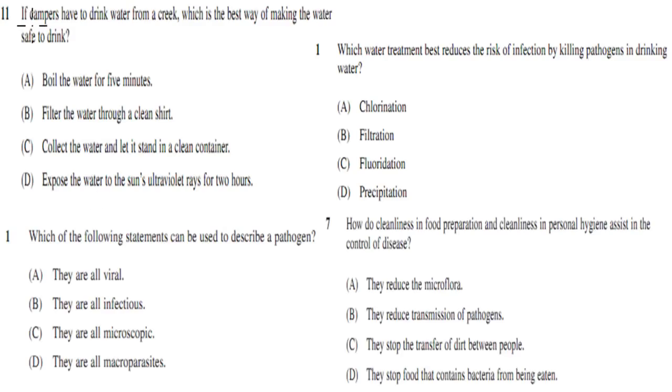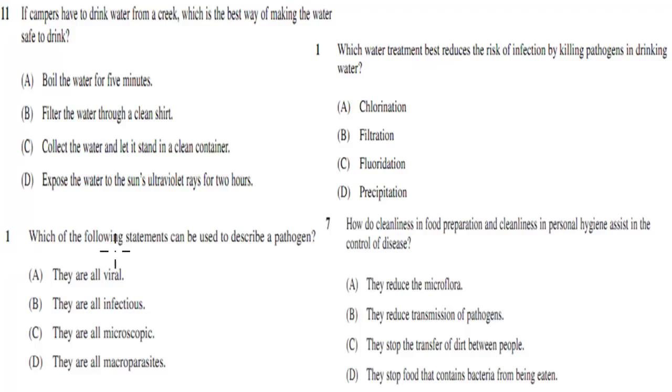So the first 4 questions are: if campers have to drink water from a creek, which is the best way of making the water safe to drink? A. Boil the water for 5 minutes. B. Filter the water through a clean shirt. C. Collect the water and let it stand in a clean container. D. Expose the water to the sun's ultraviolet rays for 2 hours.